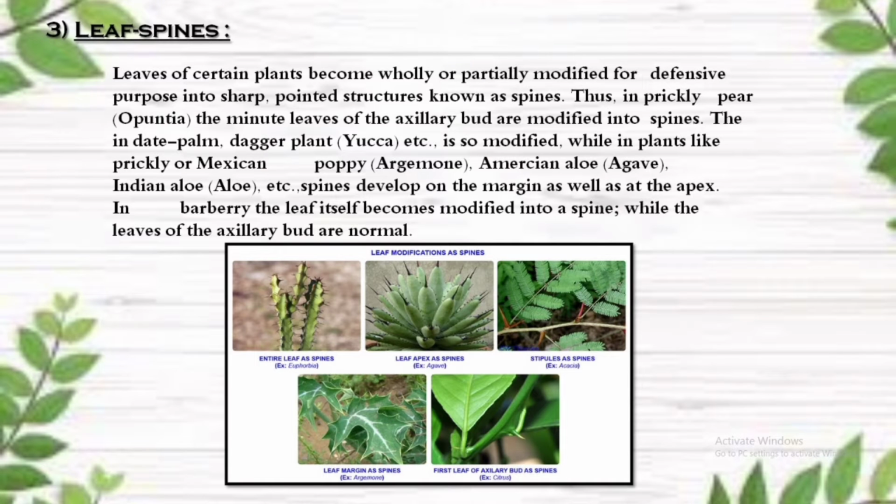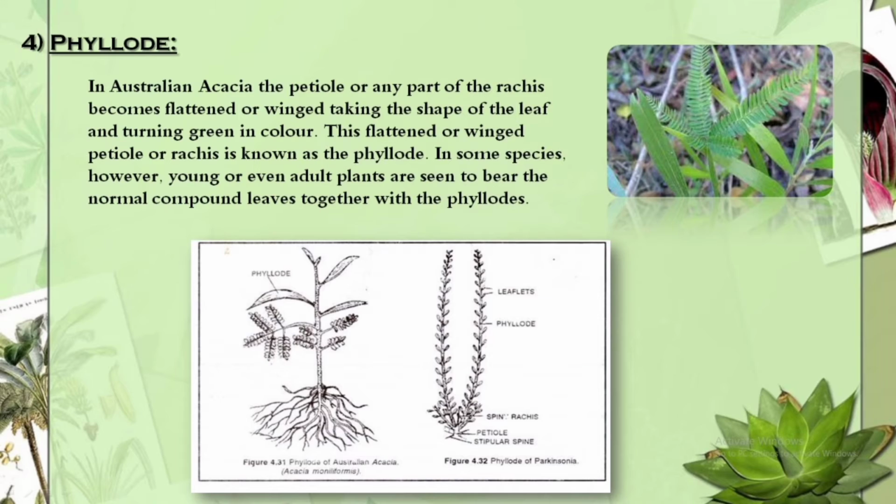Leaf spines. Leaves of certain plants become wholly or partially modified for defensive purpose into sharp pointed structures known as spines. In cacti, spines are wholly transformed leaves that protect the plant from herbivores, radiate heat from the stem during the day, and collect dripped condensed water vapor during the cooler night. Other examples are date palm and American aloe.